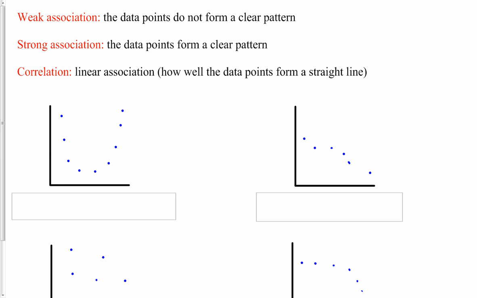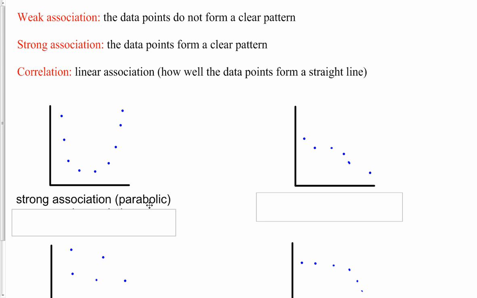On this graph here, you can see that these points seem to form a very clear pattern. I'm just going to sketch that in real quickly. But the points seem to form a very clear pattern. However, it's not linear. So we would say that there is strong association, and it makes kind of a parabola shape, but it is weak correlation, because you couldn't necessarily draw a line that fits this data very well.